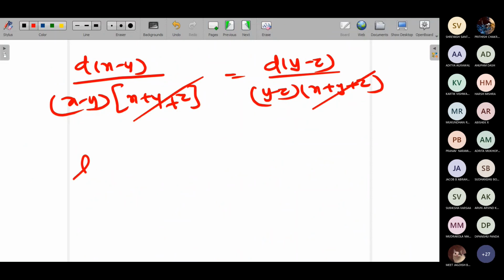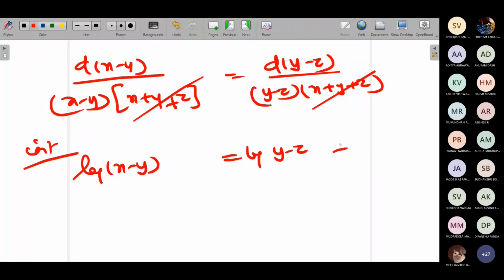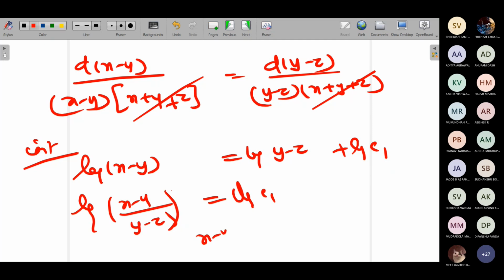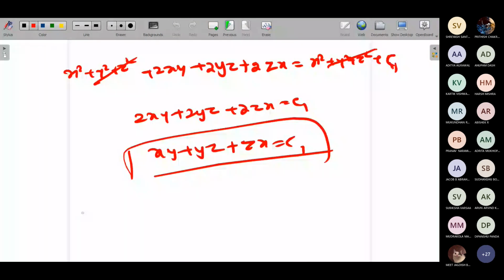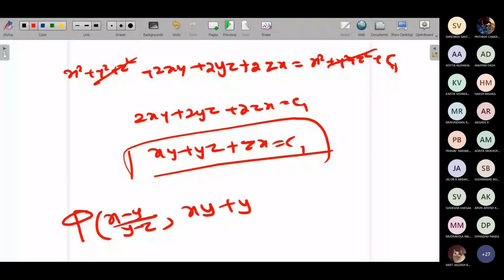So this is the form. Integrating it, we get log of x minus y is equal to log of y minus z plus some log c1. So log of x minus y by y minus z, I'll bring to the other side. I'll get log c1. So x minus y by y minus z is equal to c1. That's all. So after this, you can write down the solution. Therefore, the required solution is phi of x minus y by y minus z, into xy plus yz plus zx, is equal to 0.